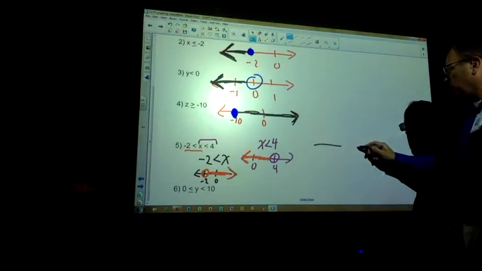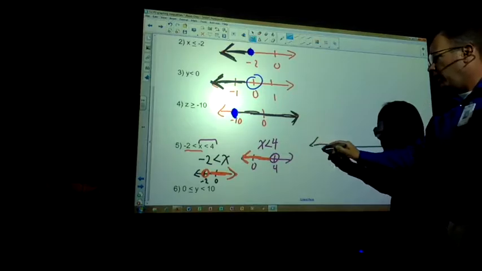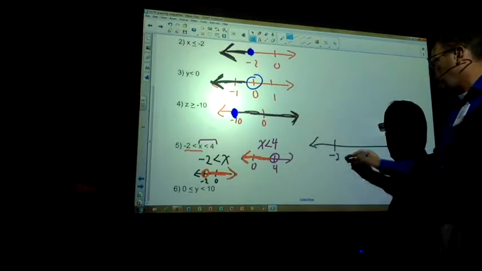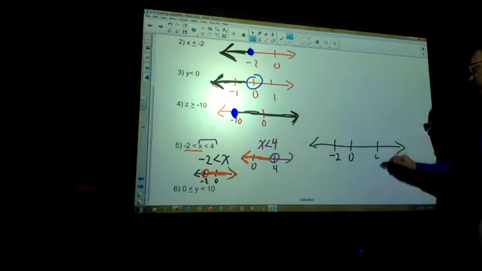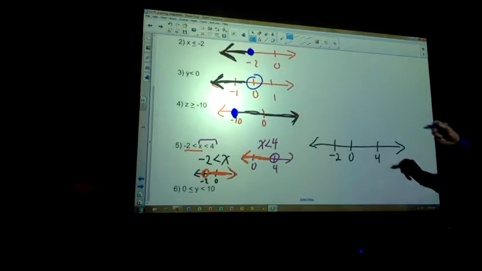So let's think about this. I'm going to make this line here, and I'm going to go -2 right here, and I'm going to put a 0 right here. I'm going to try and space it as best I can. Does that look like I almost spaced it right? Yeah. Okay, everyone feel okay with that? Okay, so let's think about this.